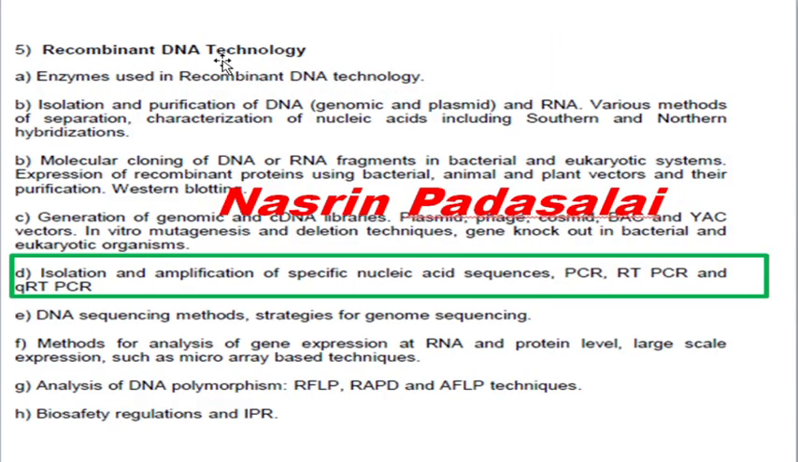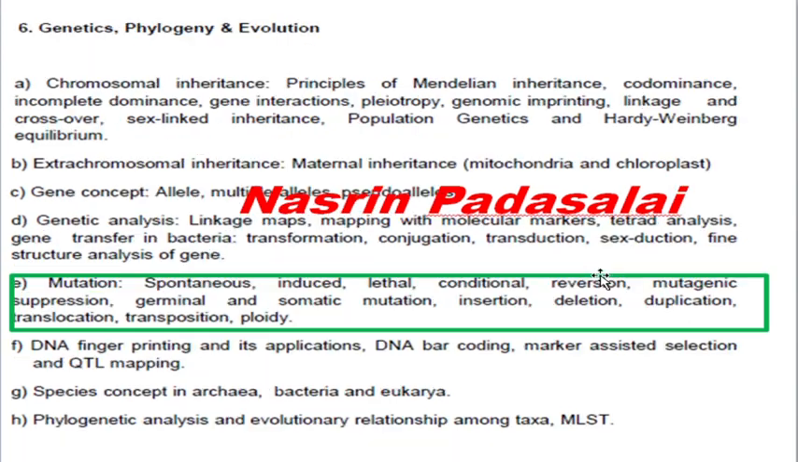Next, recombinant DNA technology: no need to study anything from it. Even if you study it, the questions that have been asked this year are literally impossible for us to attempt, as they are apart from CSIR standard. So better you study PCR, like types of PCR and what the uses of PCR are. No need to study the steps and all, just types of PCR and for what purposes they are used. Next, genetics, phylogenetic and evolution.